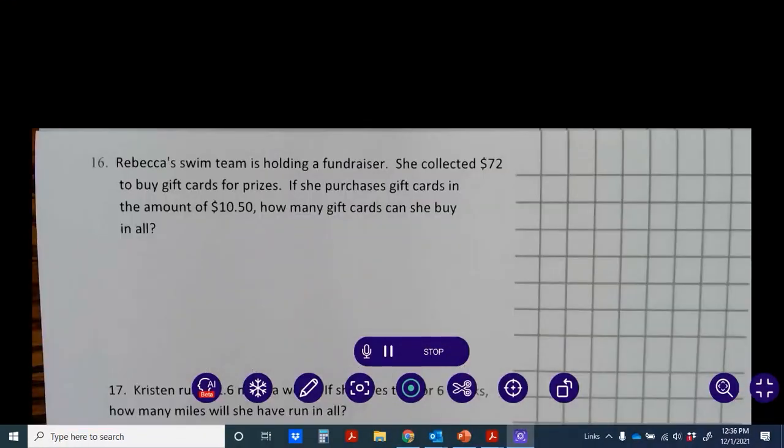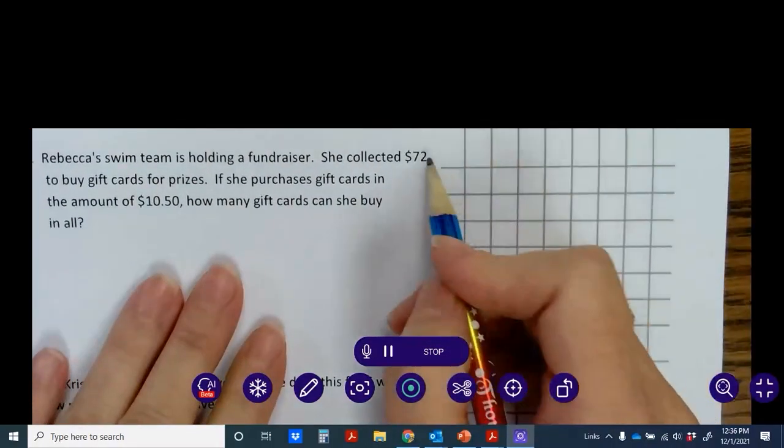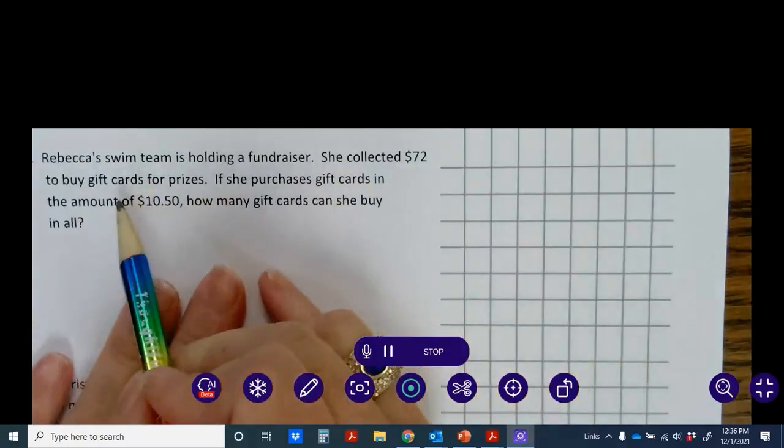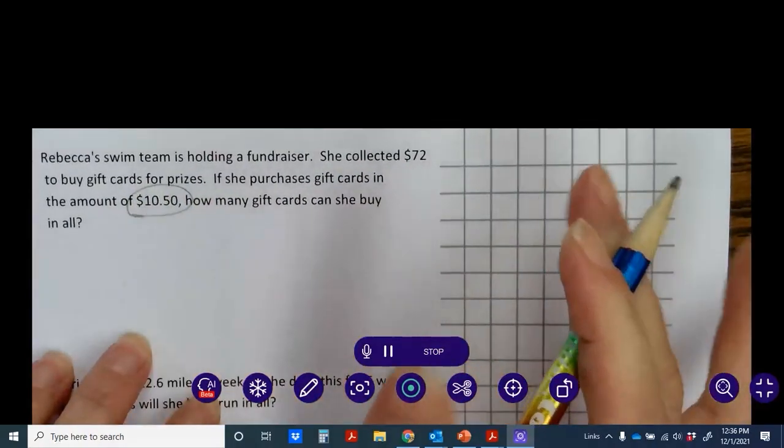Rebecca's swim team is holding a fundraiser. She collected $72 to buy gift cards for prizes. If she purchases gift cards in the amount of $10.50, how many gift cards can she buy in all? Okay, so we're going to take $72 and we're going to divide it into groups of $10.50.